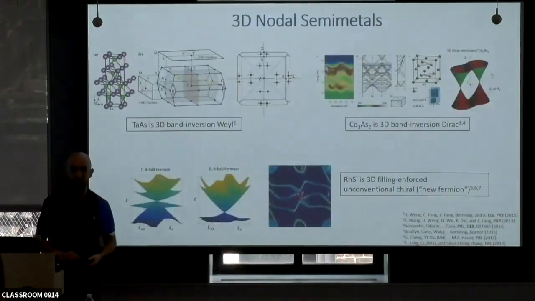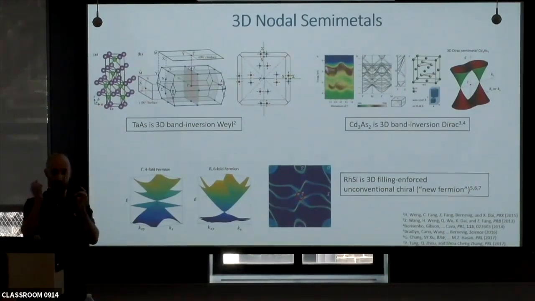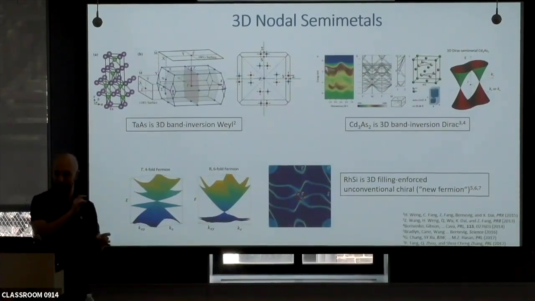So to begin, a nodal semimetal is something where in the bulk I have some set of bands, and they only touch at a series of points. So it's not like they're touching at lines or planes. I just have a Fermi surface that's characterized by a small number of band touching points.